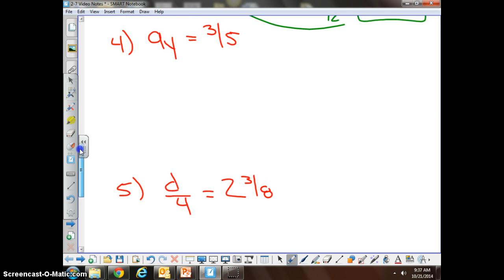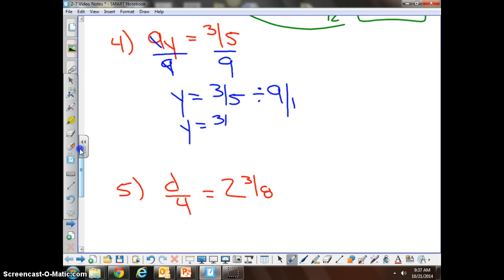Number 4. 9y equals 3/5. Goal is to get the variable alone now. We don't have any mixed numbers, so we can go ahead and solve. How are you going to solve? Divide by 9, divide by 9. Rewrite your problem. 9 over 9, cancel each other out. You've got y equals 3/5 divided by 9. When dividing fractions, flip the second and multiply. This is technically 9 over 1. So our new problem would be y equals 3/5 times 1/9.